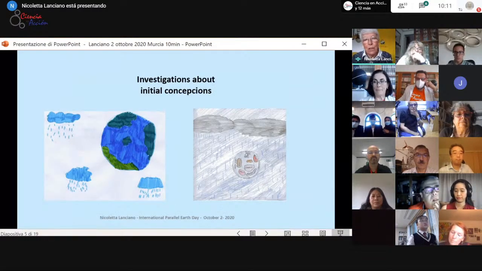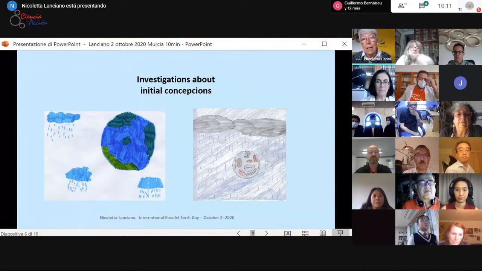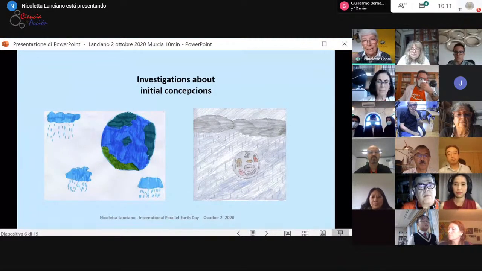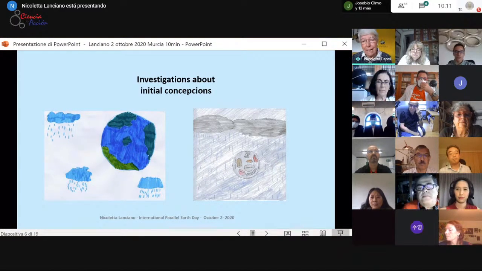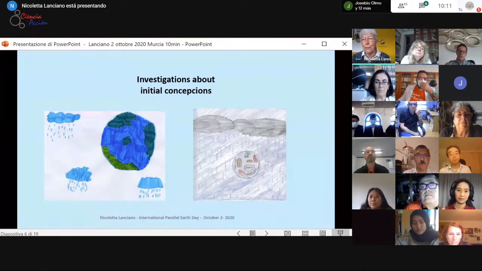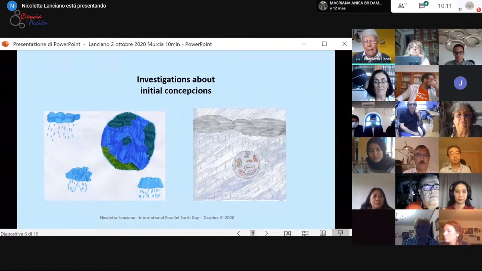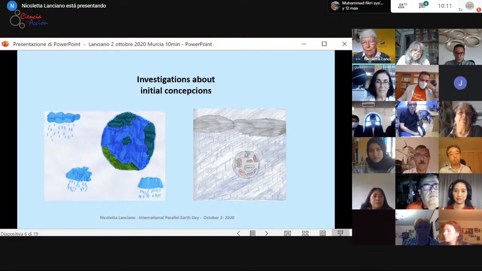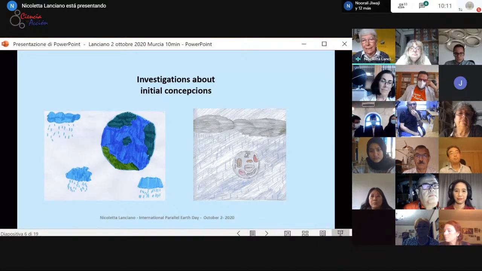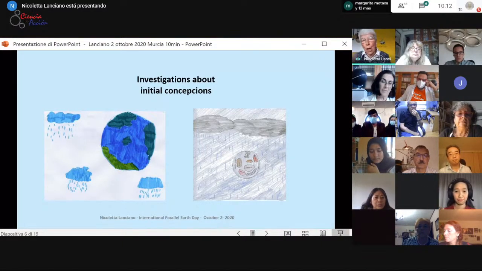The project involved some investigation, for example, about initial conceptions about Earth, in this case, the Earth, the rain, and the clouds. And we have from adults and from children pictures like this. Why we have this? People that know that the planet is a sphere, that is three-dimensional, but they have an idea of the top absolute for the Earth.